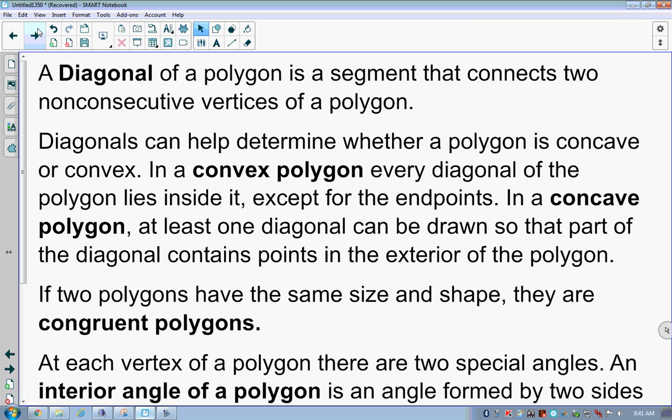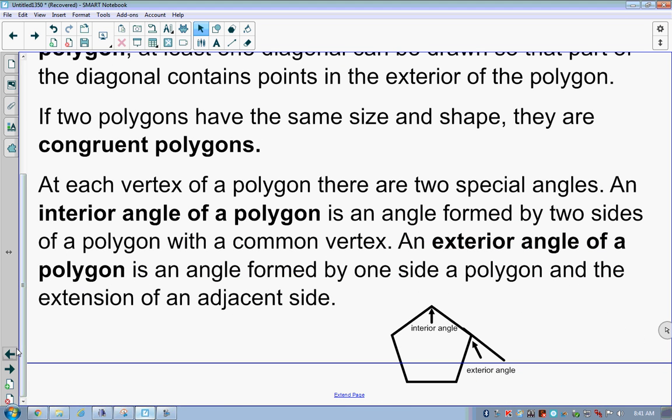In a concave polygon, at least one diagonal can be drawn so that part of the diagonal contains points in the exterior of the polygon. If two polygons have the same size and shape, this is information we already know, but we know that they're congruent polygons. Same size, same shape. And then finally, I think that this is the end of this, so there might be another slide.